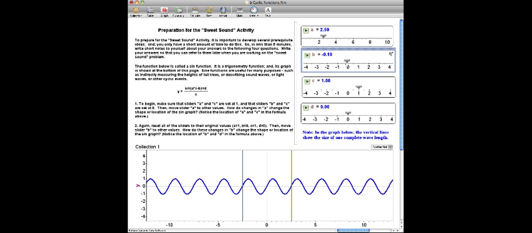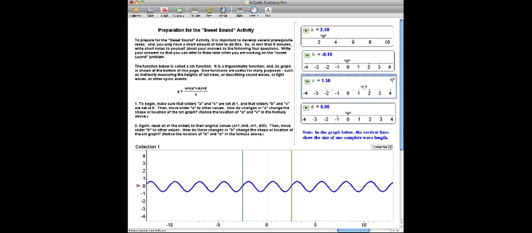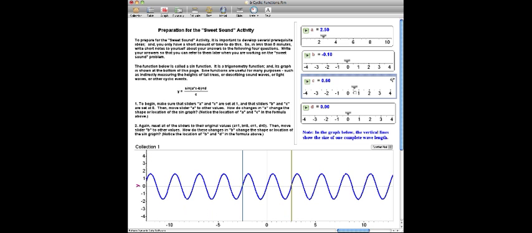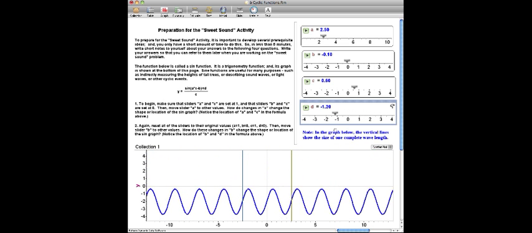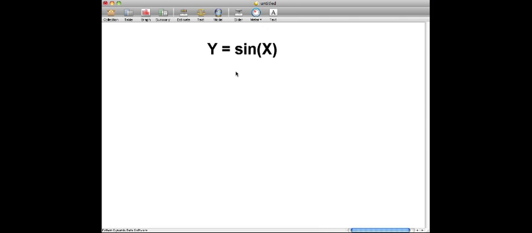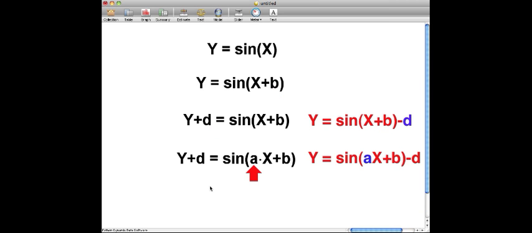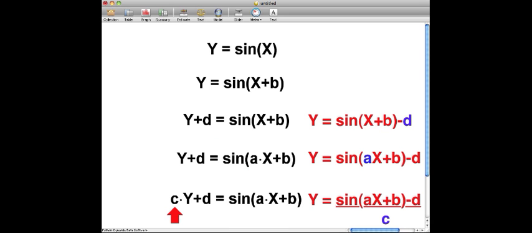What does the value of a do? What does the value of b do? What does the value of c do? And what does the value of d do? Or, think of the symbolic versions of these same questions. What does b do? What does d do? What does a do? And, what does c do?